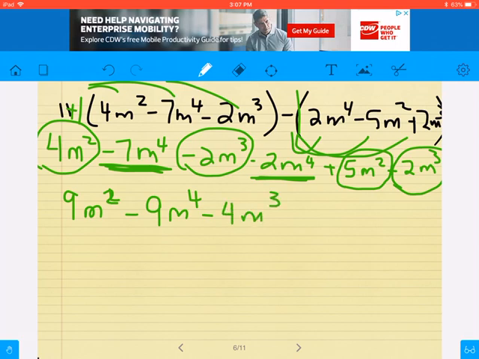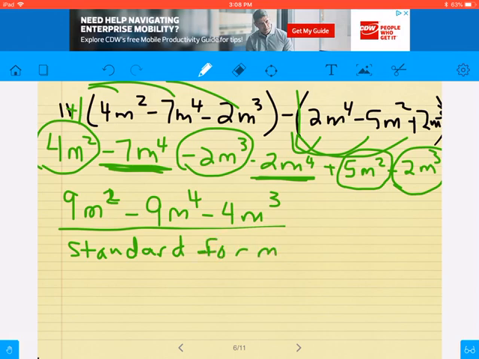This is technically a correct answer, but if you watched my video from yesterday, we want to make sure that we write it in standard form. Standard form just looks nicer. And you're going to have to know how to do it anyway in the future, so you might as well get used to it. So standard form is where the highest exponent is in front, so our highest exponent is this m to the 4th, so that means that negative 9m to the 4th is going to come out in front.